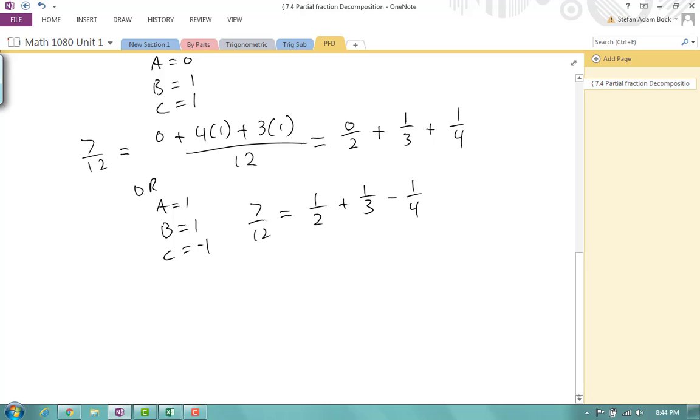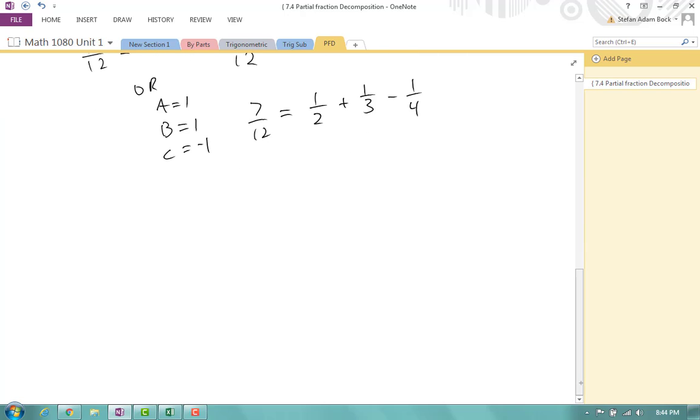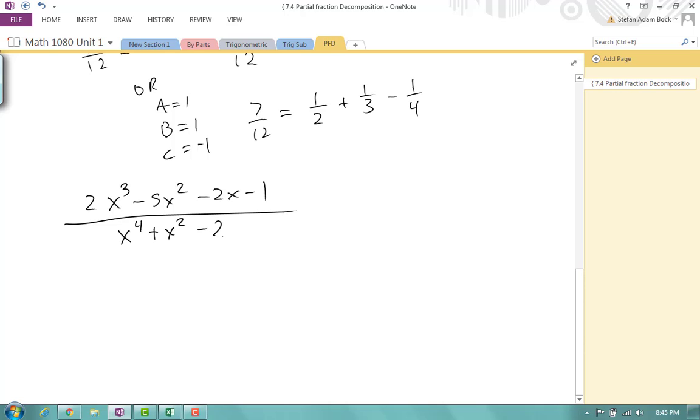Now the reason we're interested in this is because something like (2x cubed minus 5x squared minus 2x minus 1) all over (x to the 4th plus x squared minus 2), if I had something like that on the inside of an integral, that would be horrible. I could try maybe a u substitution, but I've got far too much stuff on top in order to do that successfully, and none of my other techniques are actually going to help me with this problem.